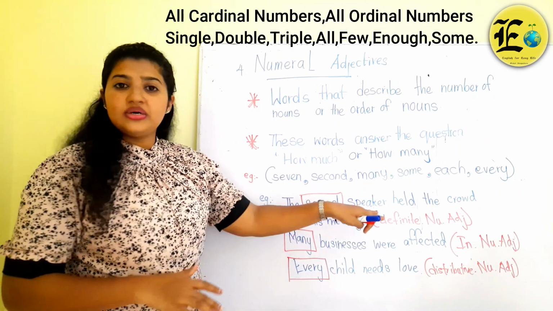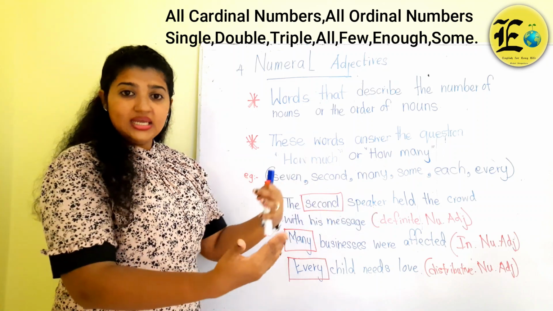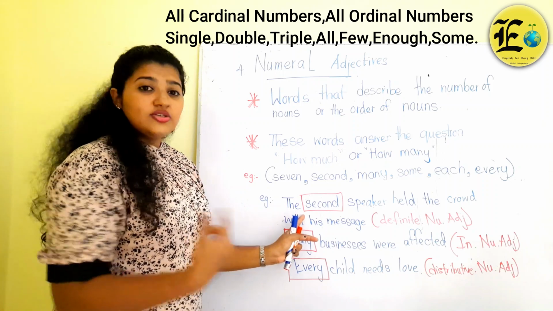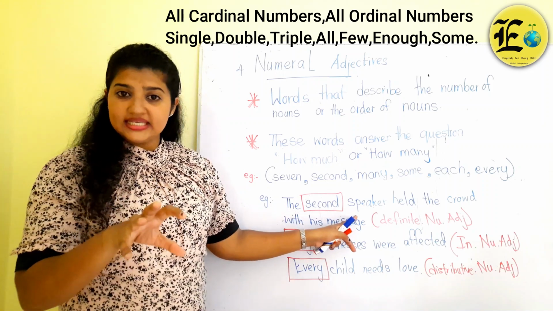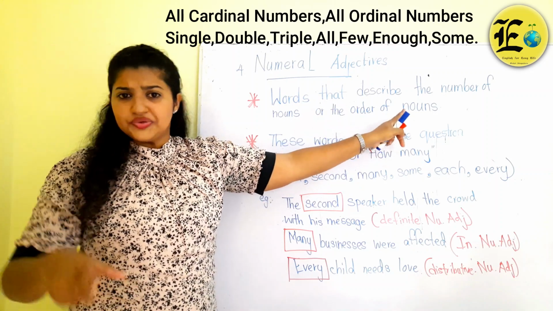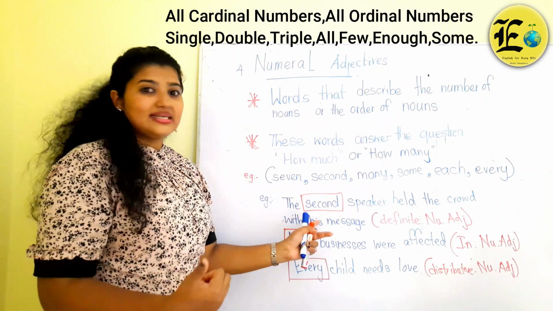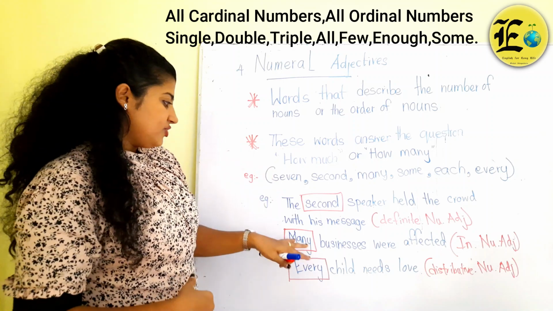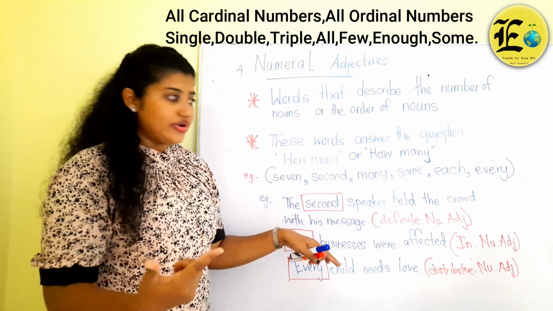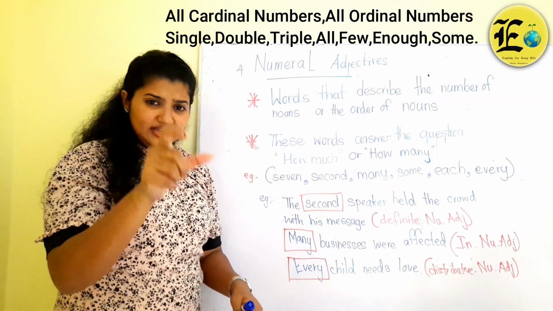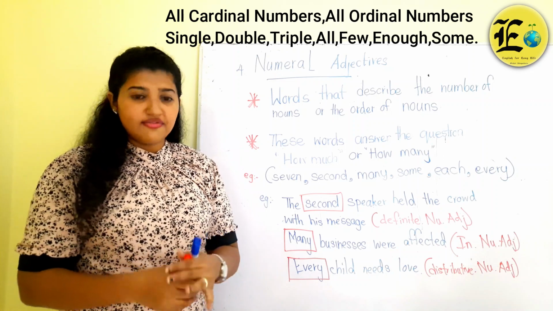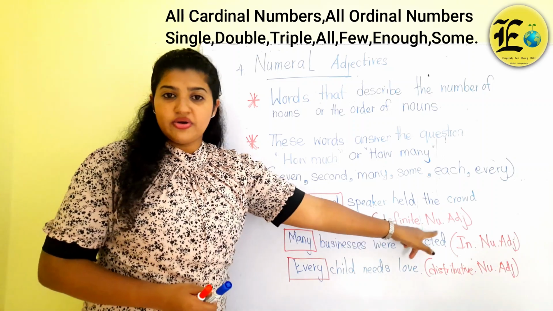So now we know the word speaker is being described using a numeral adjective, which is second, to describe the place of the speaker. That is the order of the noun. So which speaker? It's the second speaker. And remember, this word second is a definite numeral adjective because it is definitely showing the numerical value of the particular noun. So therefore, it is a definite numeral adjective.